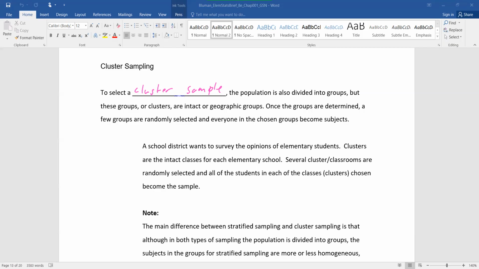All right. So here it says a school district wants to survey the opinions of elementary students. Clusters are the intact classes for each elementary school. Several clusters or classrooms are randomly selected, and all of the students in each of the classes chosen become the sample. So that's even better. If I want to know about the food, I would group y'all up by the class that you're in, and then choose those clusters. So maybe I want Mr. Smith's room, and then Mr. Whiting's room. Those were the random groups that I selected, and now you get to be the voice of the entire population.